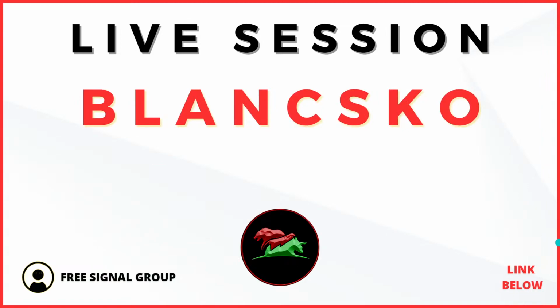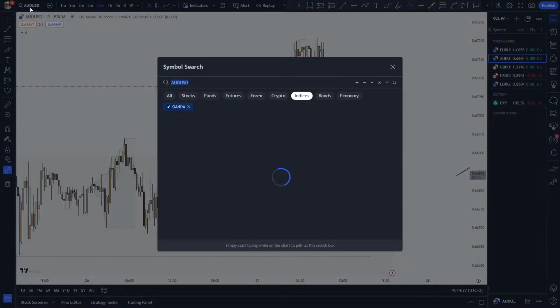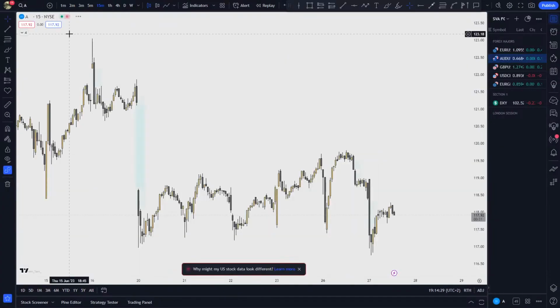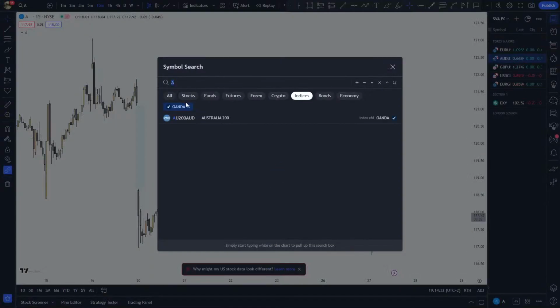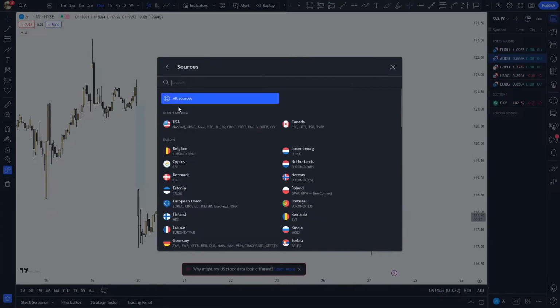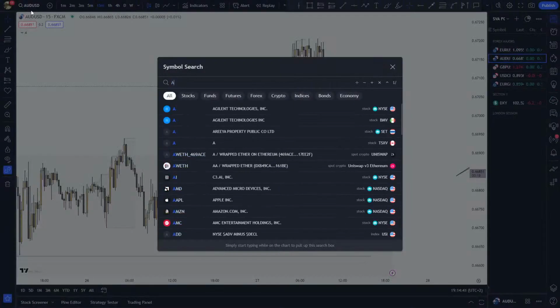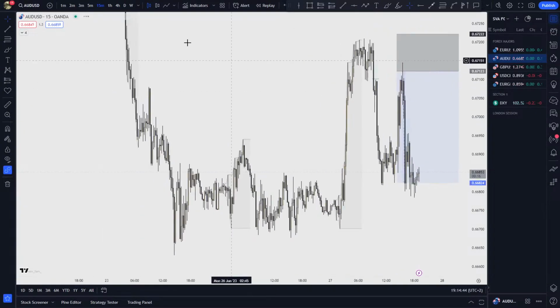All right. So first things first, I want to go over a trade that was taken today in the Signal group, the free one as well, I believe, on AUD USD, and I want to basically break it down as simple as possible to help you guys understand how to simply understand supply and demand. So let me just open it real quick. AUD USD.